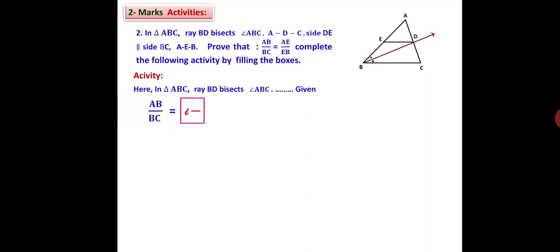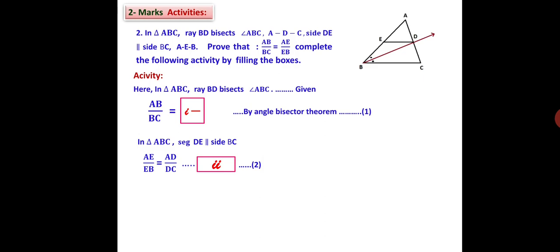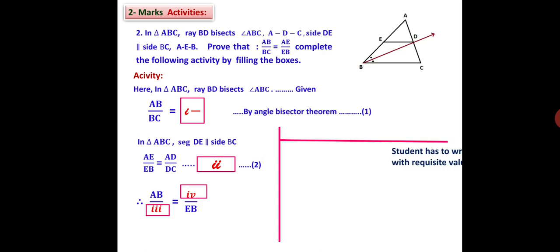So AB upon BC is equal to, in these first two places we have to write numerator and denominator by the angle bisector theorem. In triangle ABC, DE is parallel to BC, by using BPT you can write the second statement: AE upon EB is equal to AD upon DC. So AB upon, from these two statements, AB upon third is equal to, this box, second box we have to write, third box, fourth one upon EB, what the result will be. You could say the student has to write the whole activity with requisite values.